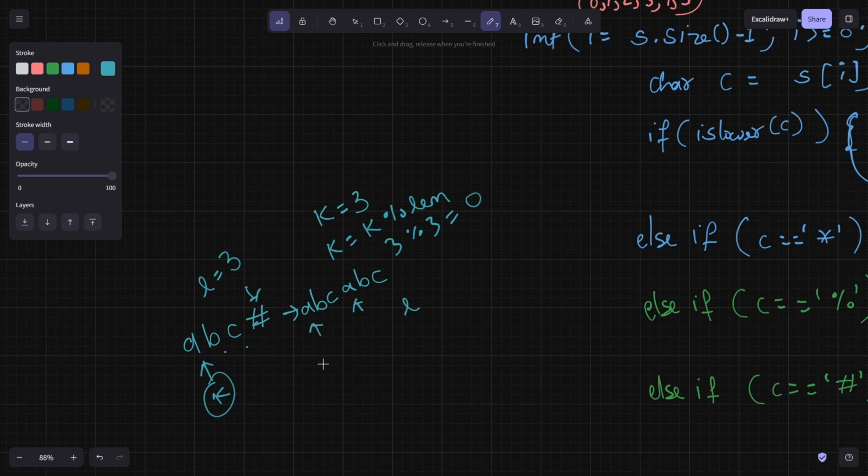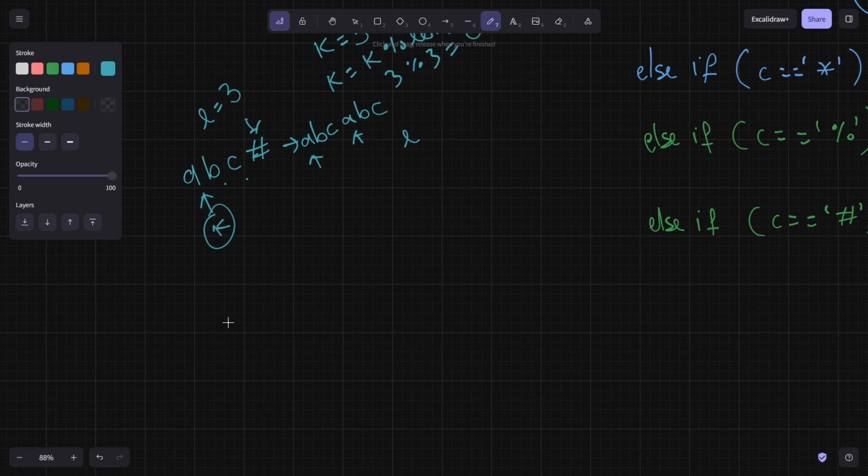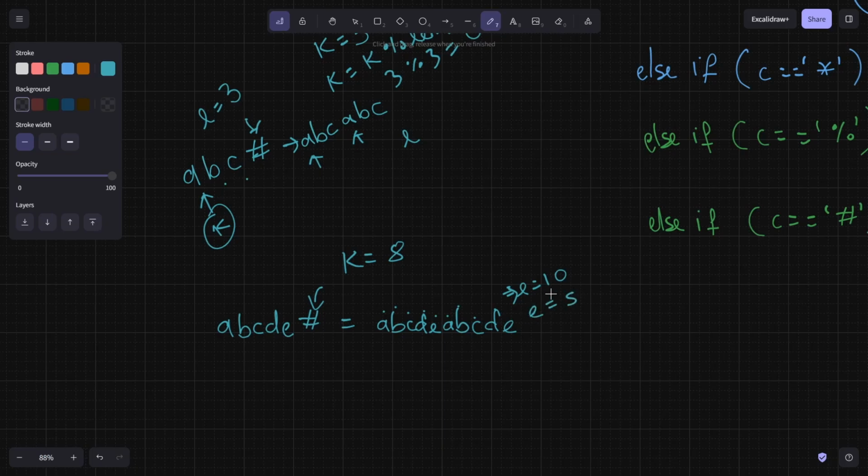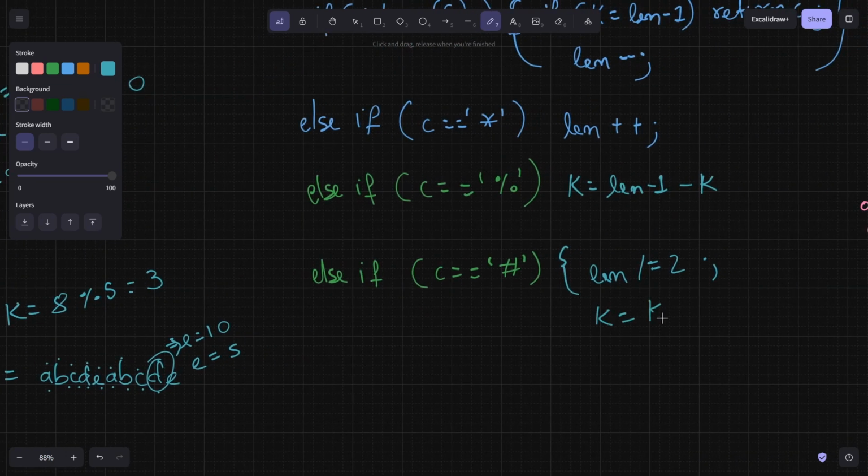For example, let's take an example like a B C D E hash, that's going to become A B C D E, A B C D E. If k equal to 8, with indexes 0 1 2 3 4 5 6 7 8, first of all the length is 10. Whenever we got hash we divide the length by 2, so length is going to become 5. Then we take k modulo length. Length is 5 and 8 modulo 5 is 3. So 0 1 2 3, here we got d, and if we see index 8, we also get d. So we are getting the same index, that's why we have to do k equal to k modulo length.